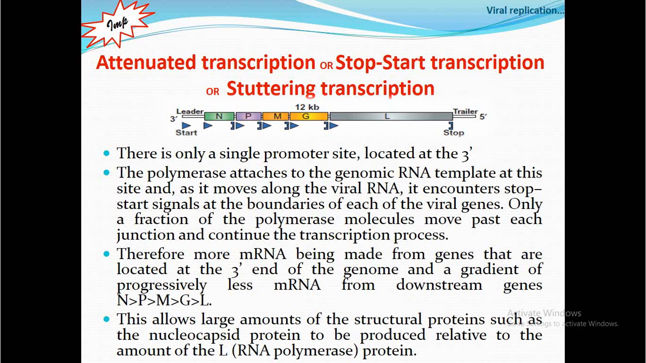Now here we have to understand one mechanism that is a characteristic of rhabdoviruses, or Mononegavirales. Mononegavirales have attenuated transcription, or stop-start transcription, or stuttering transcription. All these are synonyms. What does it mean? If you look at the genome, it has a single start point, but there are multiple stop-starts at each junction of the genes. For an arbitrary example, if 100 polymerases start transcription at the starting point, then only 70 will bypass the junction, meaning only 70 go on to transcribe the P protein.